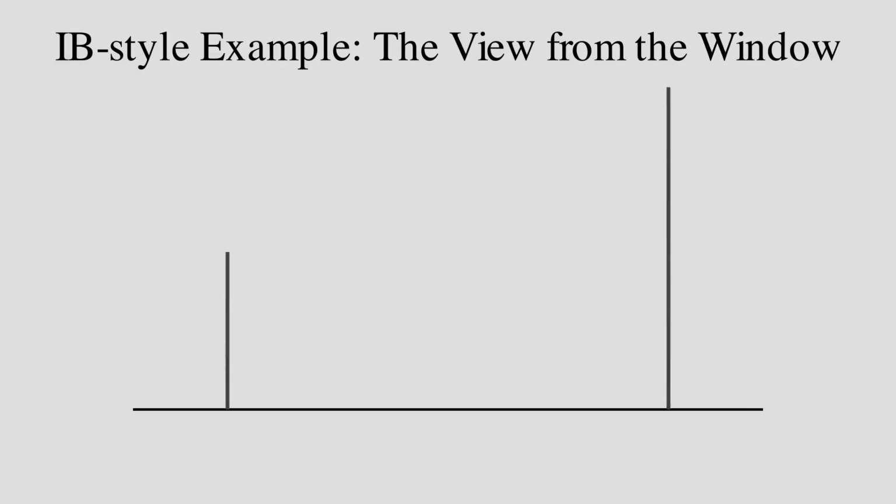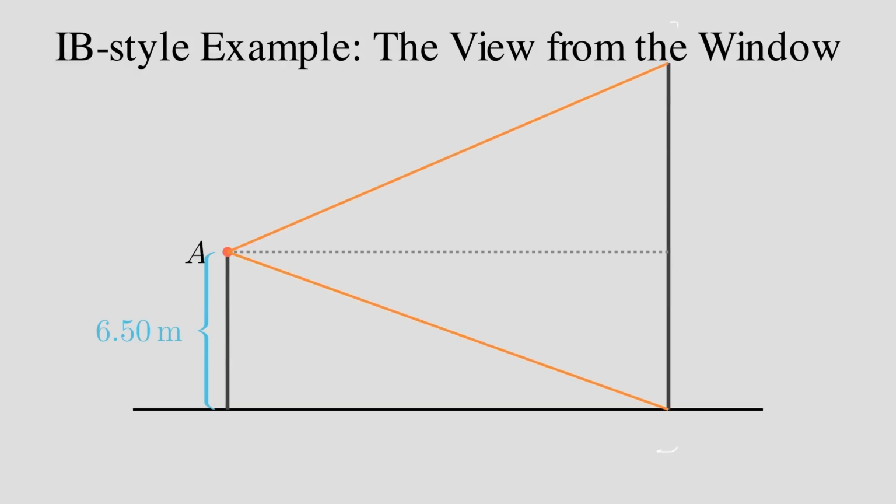Now, for a more complex multi-step problem, Tom is in his studio, 6.50 meters above the ground. He looks at a building across the street. The angle of elevation to the top is 55 degrees, and the angle of depression to the base is 18 degrees. Our goal is to find the total height of that building.